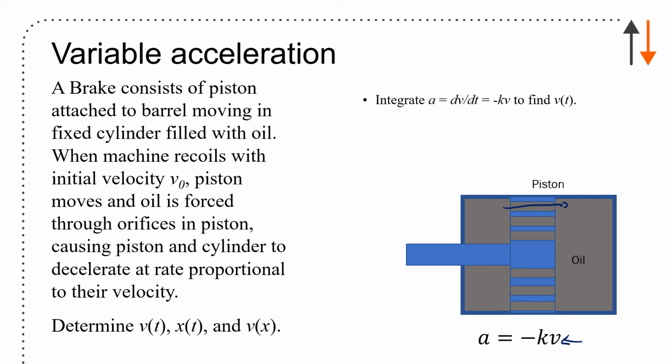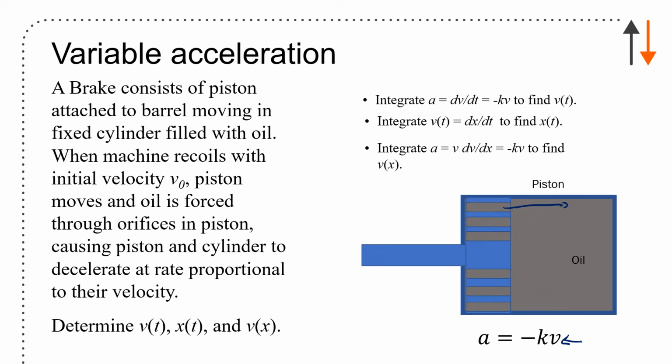We can integrate a equals dv/dt, and we've got minus kv, to find v(t). We have v(t), which equals dx/dt, to find x(t). Super, no problem. This looks pretty good. And then we can say a equals v dv/dx equals minus kv to find v as a function of x. All right, no problem. And that gives a sense of what's happening, the recoil motion of the piston.